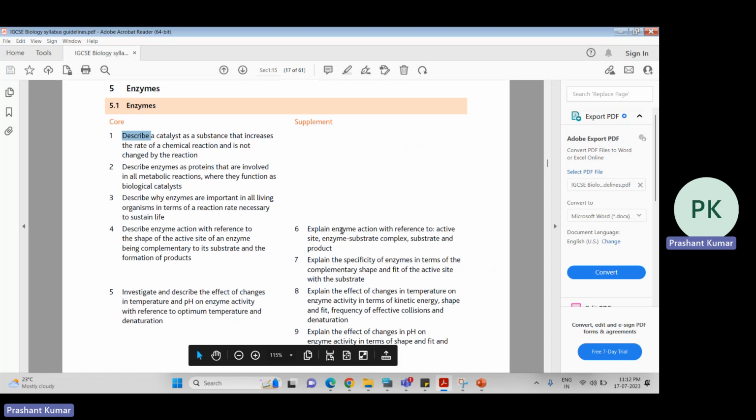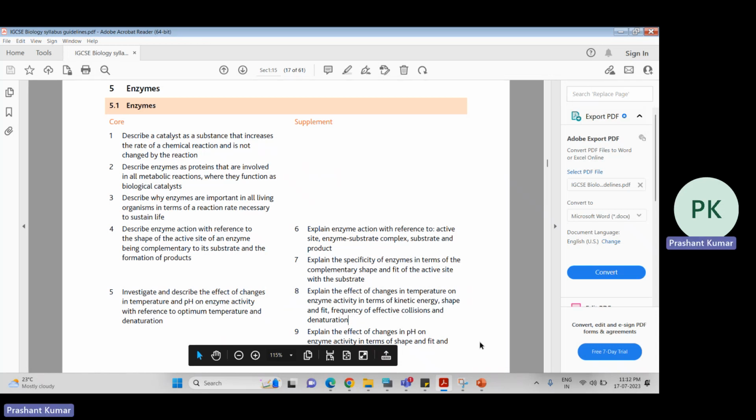Then we have to explain enzyme action with reference to active site, enzyme substrate complex, substrate and product. Then explain the specificity of the enzyme in terms of complementary shape. So enzymes are specific, how they are, we'll discuss in the topic. Explain the effect of change in the temperature on the enzyme activity in terms of kinetic energy, shape and fit, frequency of effective collision, and denaturation.